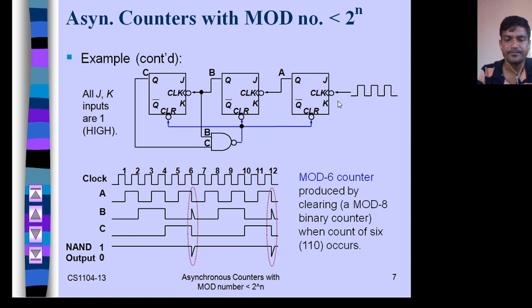You can see here mod 6 clearing. First implement a mod 8 counter. This is your mod 8 counter. Then you have to truncate. Just determine the binary equivalent of 6, then apply the outputs of these two to the input of the NAND gate, and connect the output of the NAND gate to all the clear pins. In this way you can implement a non-binary asynchronous counter. Okay, that is all about today's lecture.